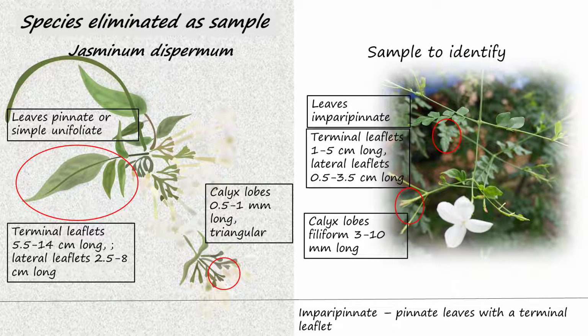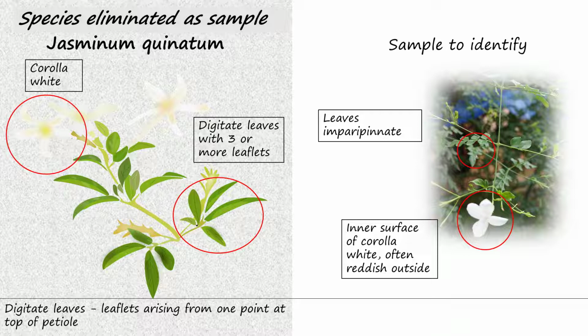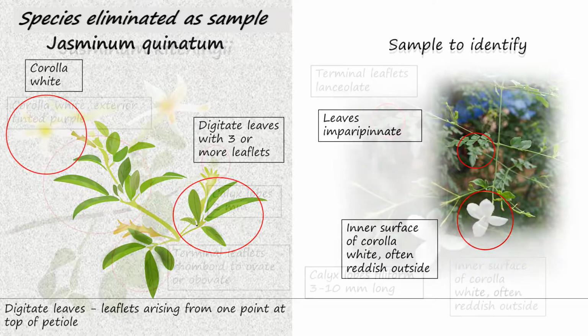Jasminum dispermum, with its leaves much larger than that of the sample and the calyx lobes much shorter and triangular shaped, could not be the identity of the sample. The sample could also not be Jasminum quinatum. Jasminum quinatum generally possesses digitate leaves, that is, leaves arising from one point, whereas the sample has imparipinnate leaves. The corolla color of the two species also differed. Jasminum quinatum has white flowers in contrast to the pink-tinged flowers of the sample.